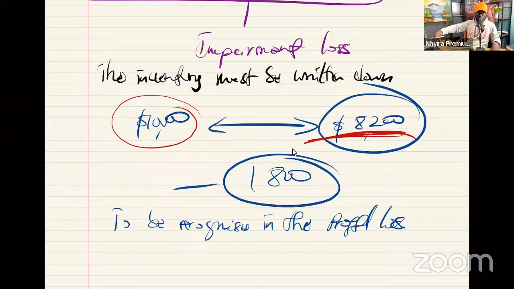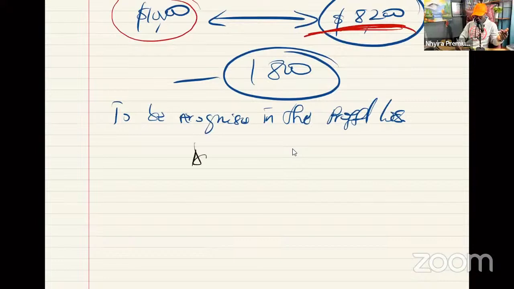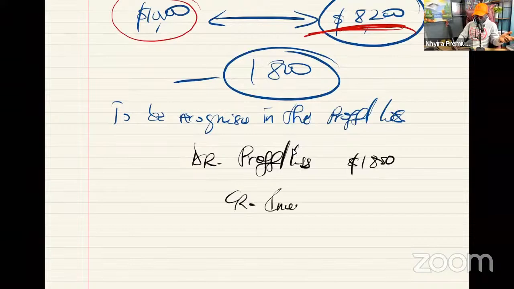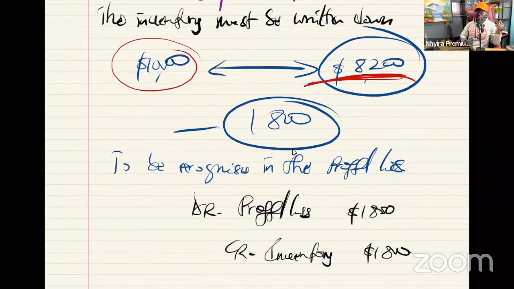So when you carry the inventory at 8,200, that means it is below the cost which is in your books. So the difference becomes impairment, and that must be written off in the P&L accounts, because the double entry for that is you debit profit or loss with, for instance, in our illustration, 1,800, then you credit inventory with 1,800 as well. That is what we mean by writing down or doing impairments.